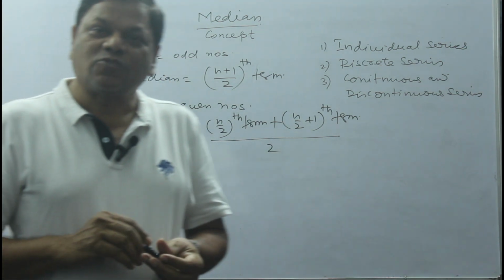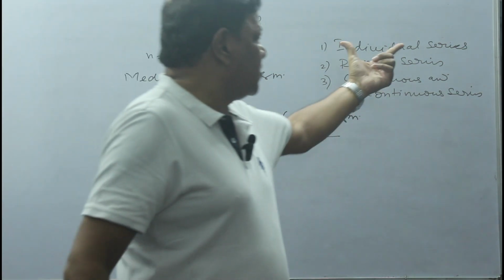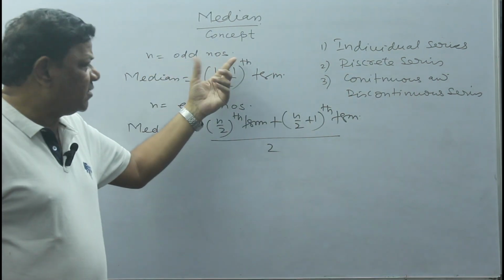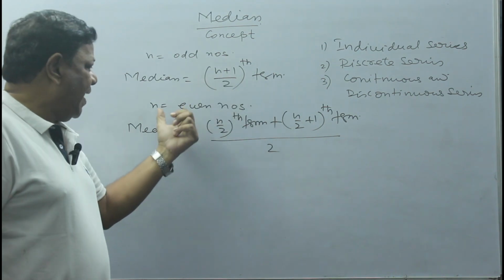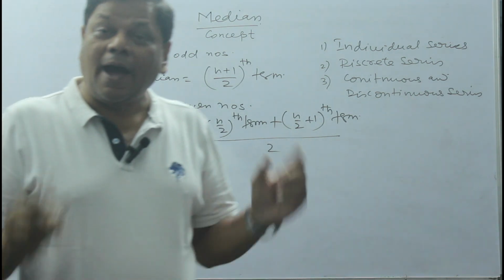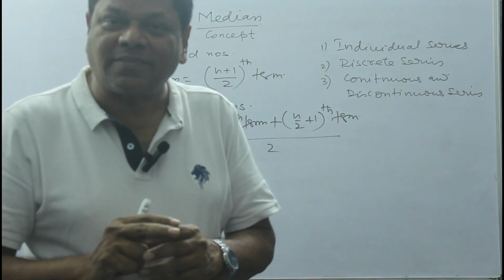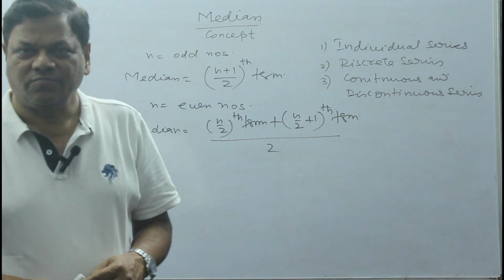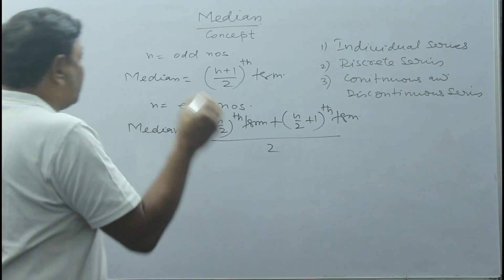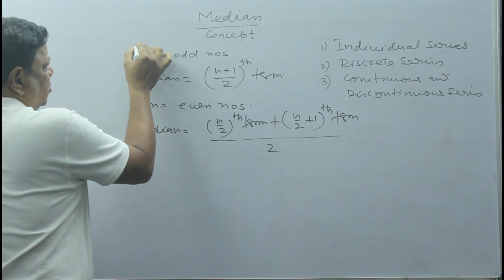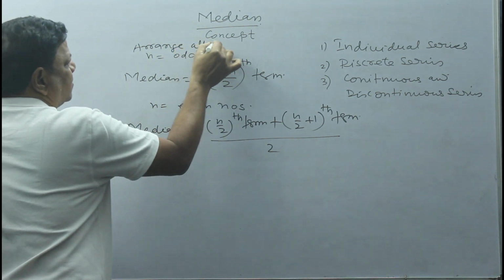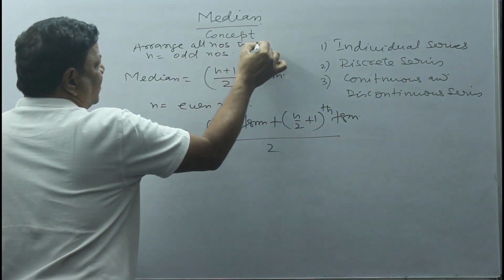Okay children. So median in individual series we have done 2 things. When n is odd numbers, this is the formula. When n is even numbers, this is the formula. But you have to apply the formula after arranging all the numbers in ascending order. That also keep in mind. Here I am writing to understand: arrange all numbers in ascending order.